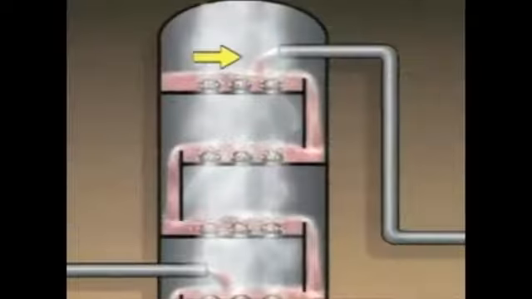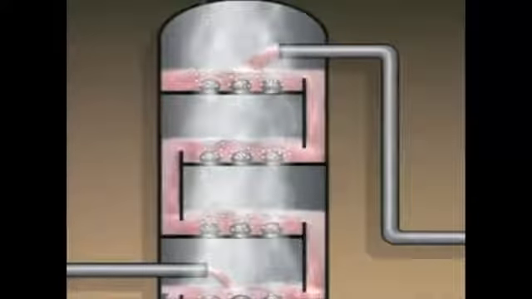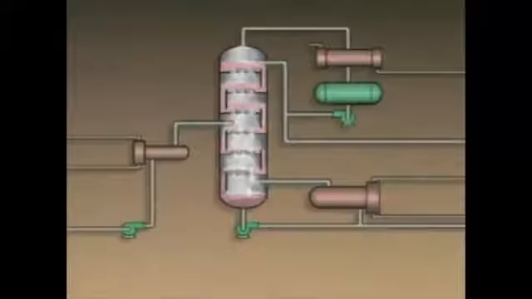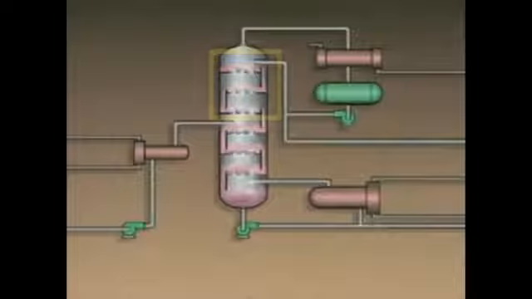If the reflux rate is too high, too much liquid will flow down the column, and the top of the column will be cooled too much. As a result, too much vapor will condense before it reaches the top of the column, and the column could flood.